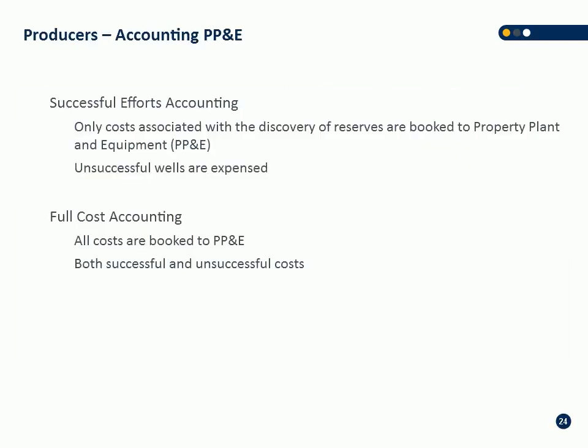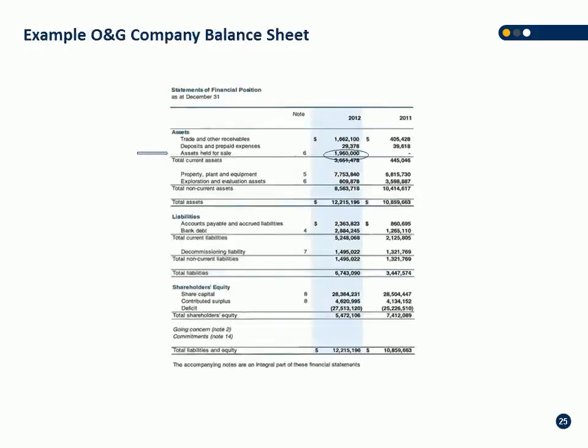So PP&E, you'll see a lot in AIFs and company disclosures. Again, I'm not going to spend much time on this. It's not really relevant to you. There's two different types of accounting, successful efforts and full cost. They're both referenced in SEC. I believe in Canada, we only use full cost. This is looking at a balance sheet and just showing you where PP&E shows up on a balance sheet.